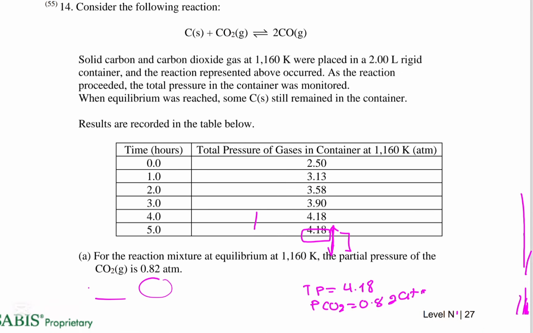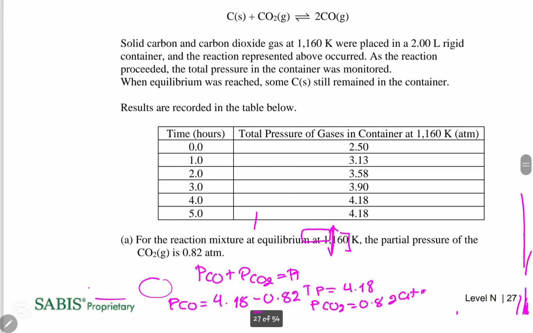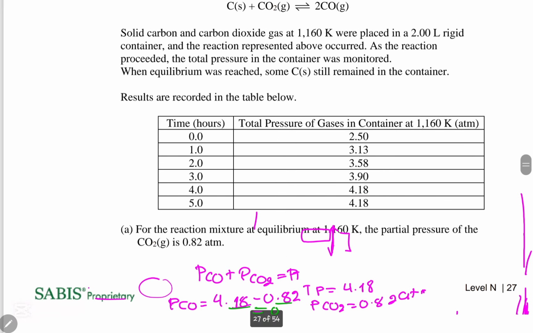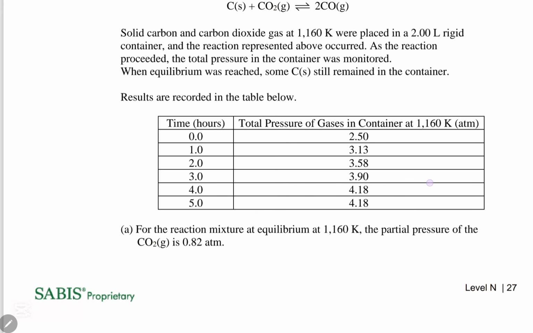Okay. So now they want to find the partial pressure of carbon monoxide. We know that the partial pressure of carbon monoxide plus the partial pressure of carbon dioxide is the total pressure. So the partial pressure of carbon monoxide is the total pressure, which is 4.18, minus the partial pressure of carbon dioxide, which is 0.82. So I care about decimal places. So I have 2 decimal places at the end. I should end with 2 decimal places. So the partial pressure of carbon monoxide is going to be 3.36 atmospheres. So that's it for part I.